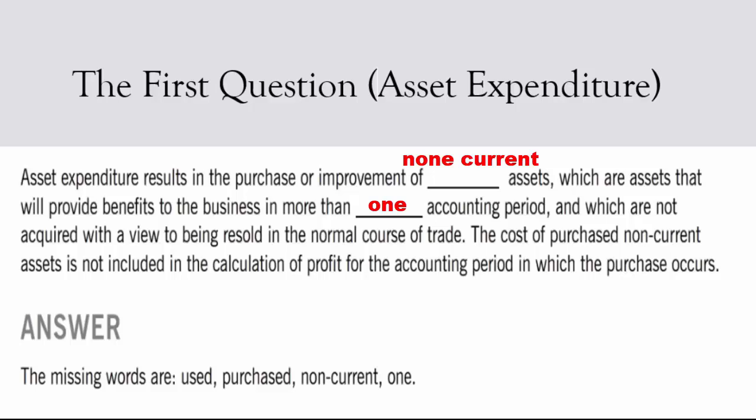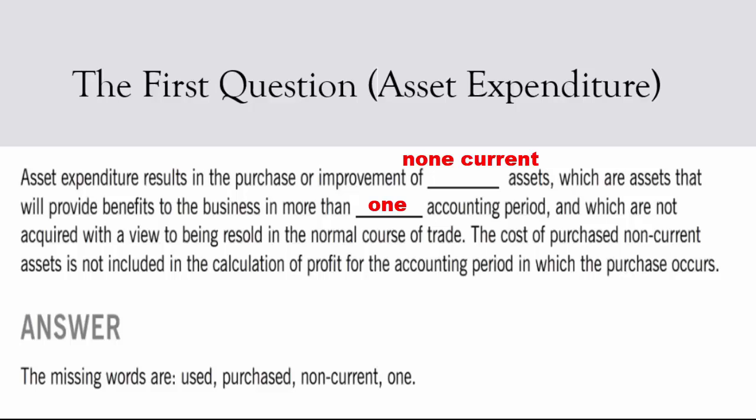Used over multiple periods. Non-current assets aren't consumed immediately. Instead, they help the business generate income for many years. For example, if a bakery buys a new oven, that oven might be used daily for 5 or more years to bake products. So, in simple terms, asset expenditure is about long-term purchases that support the business for years, not just the current accounting period.